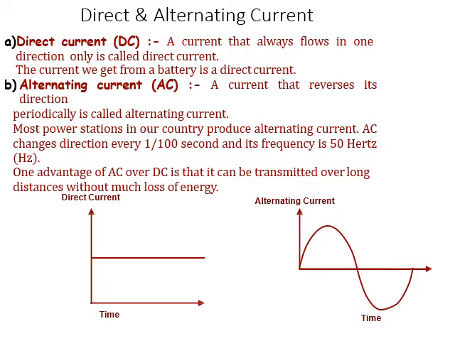Alternating current or AC: a current that reverses its direction periodically is called alternating current. Most power stations in our country produce alternating current. AC changes direction every 1/100th second and its frequency is 50 Hz. One advantage of alternating current over direct current is that it can be transmitted over long distances without much loss of energy.